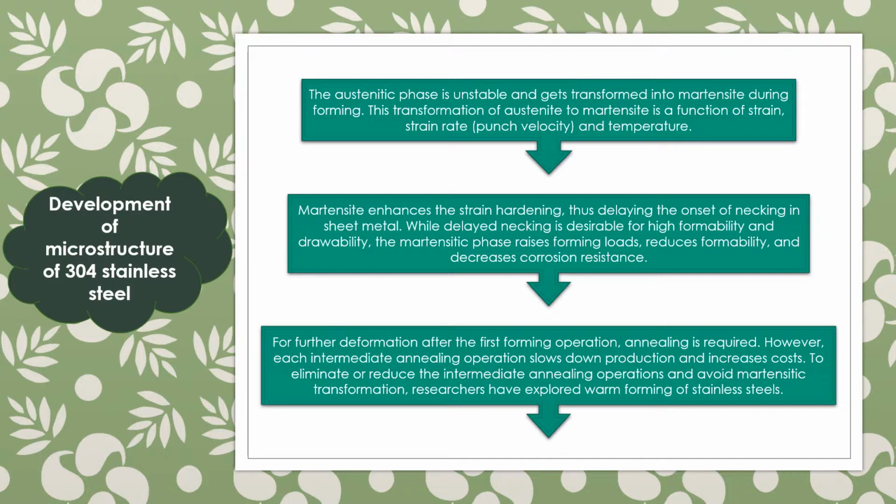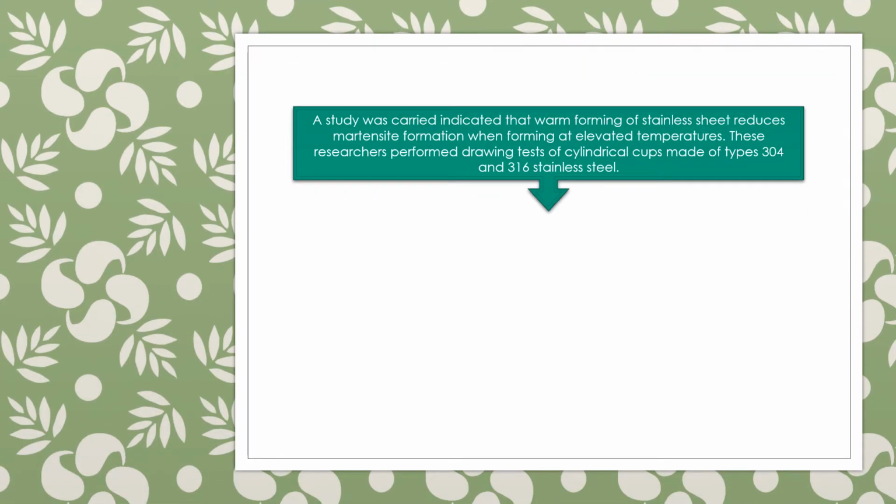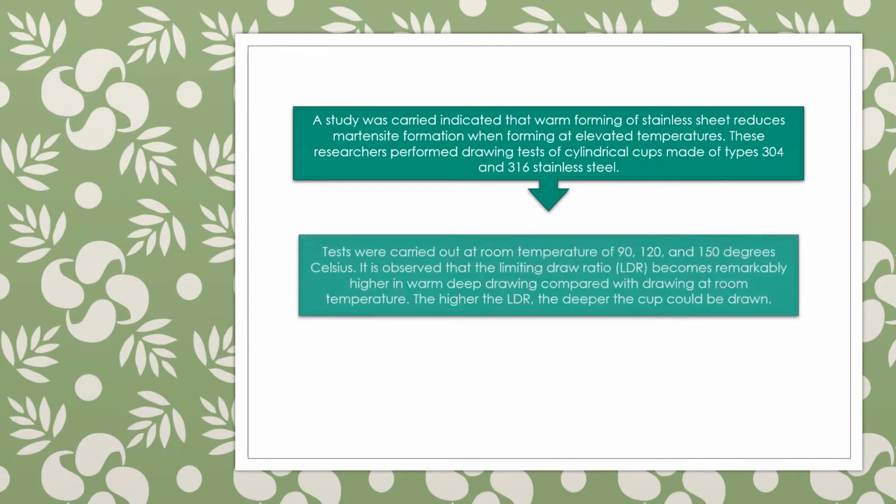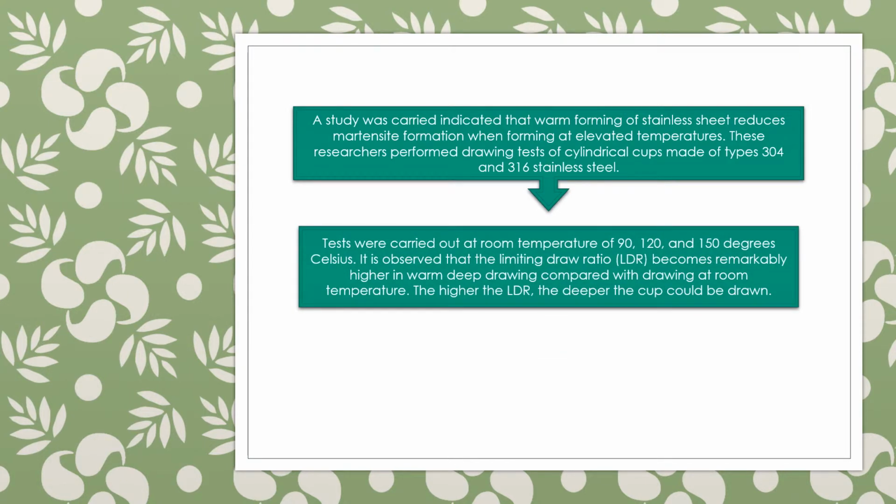To overcome this problem, researchers have explored warm forming of stainless steel. A study was carried out which indicated that warm forming of stainless sheet reduces martensite formation when forming at elevated temperatures. This research performed drawing tests of cylindrical cups made of types 304 and 316 stainless steel. Next, tests were carried out at room temperature and at 90, 120, and 150 degrees Celsius.